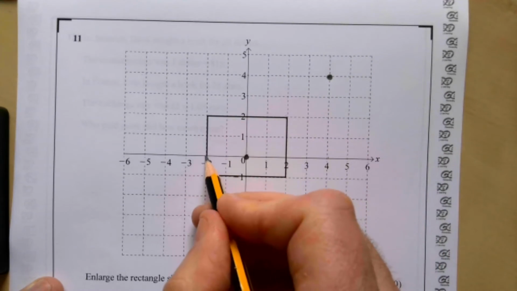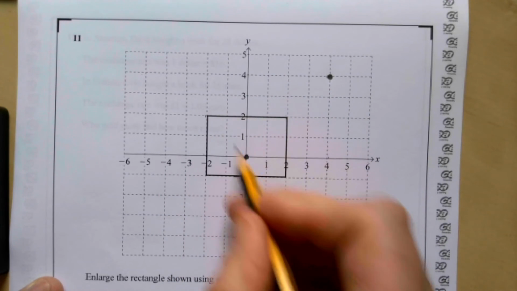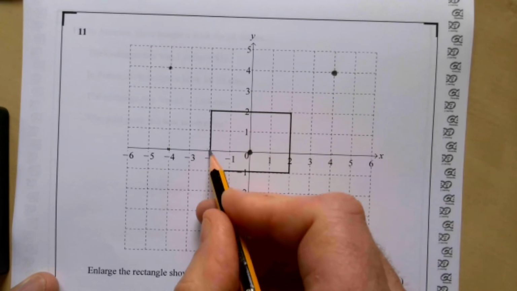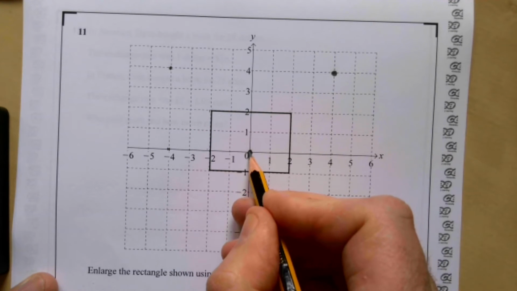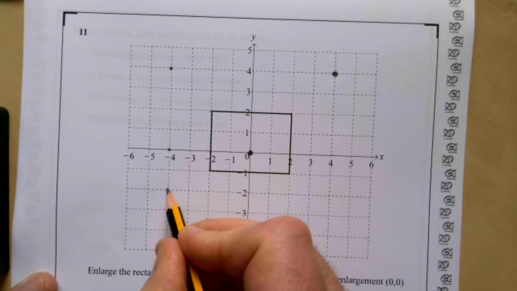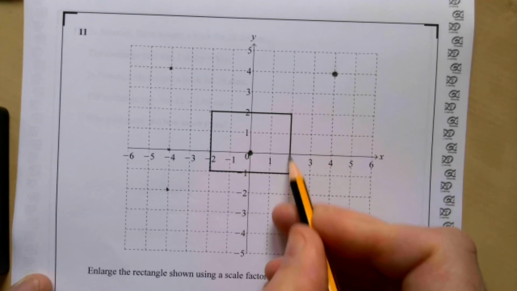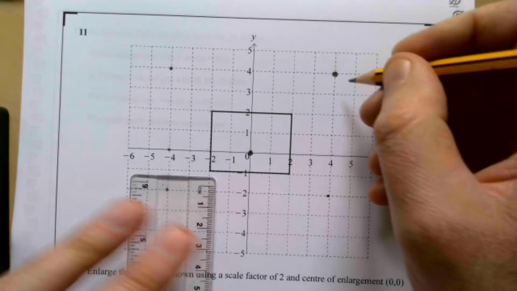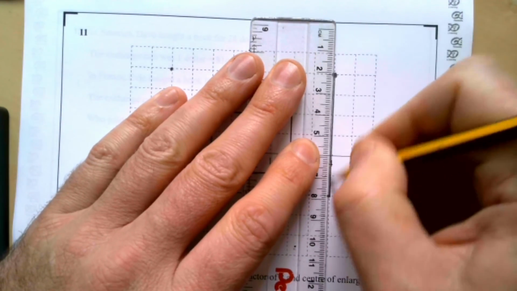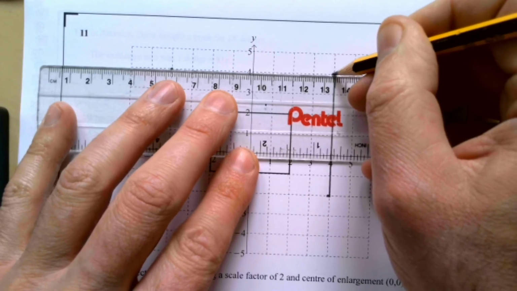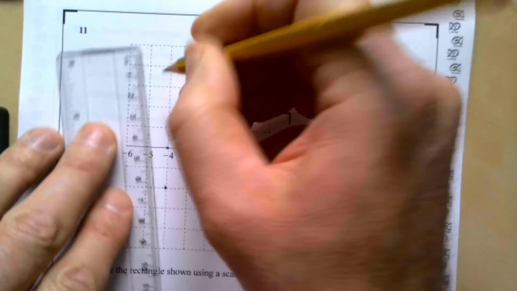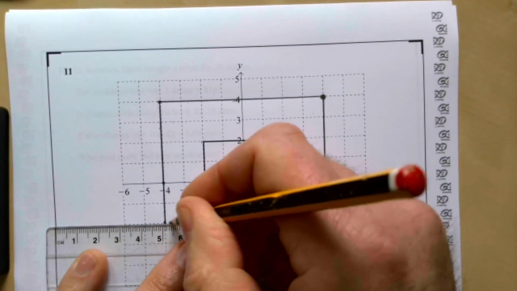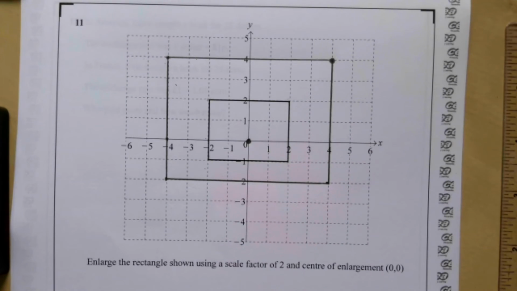Similarly for this one, back 2 and up 2. So instead of going 2 and 2, go back to here, and we go 4 and 4. This corner, across 2, down 1, back to here. Instead of going across 2 and down 1, we go across 4 and down 2. And then across 2, down 1. Instead of going across 2, down 1, we go back to here, across 4 and down 2. So our new shape should appear if we join up our lines. And that should be us in scale factor 2.